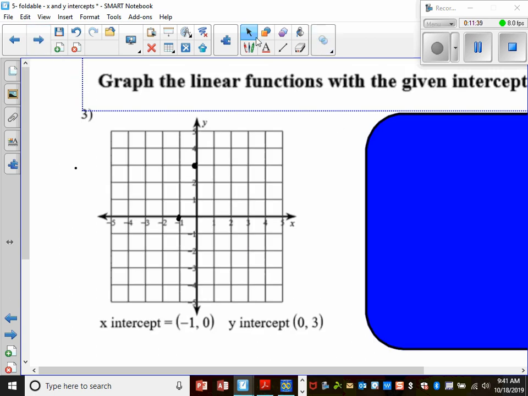All right, let's take a look at the graphing one. Now, if you're graphing, it tells you what to graph in this case. So you're going to graph -1 on the X, so I put a dot there. And then you're going to graph 3 on the Y, so I put a dot there. Now, I didn't connect them, but you can go ahead and connect. And just make sure you put arrows on both ends.